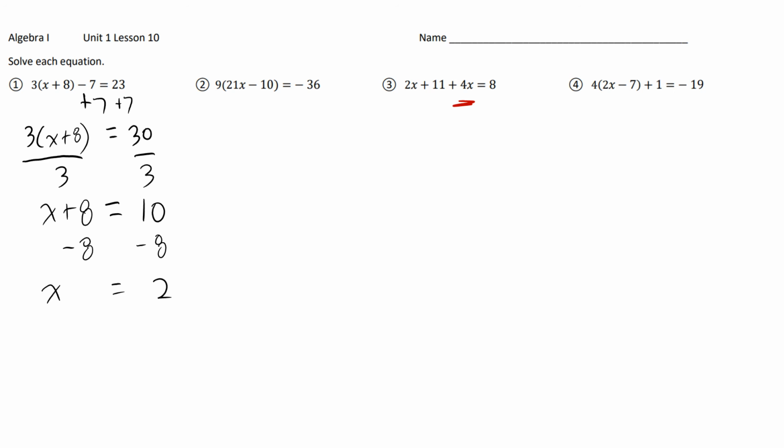So I'm thinking, hey, if I've got 2x plus 4x, that's actually 6x. Right, so I'm just going to rewrite this. 2x plus 4x is 6x. I still have the plus 11. I still have the equal sign. I still have the 8.